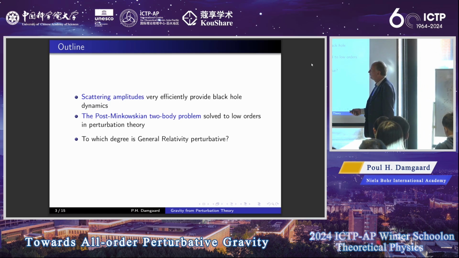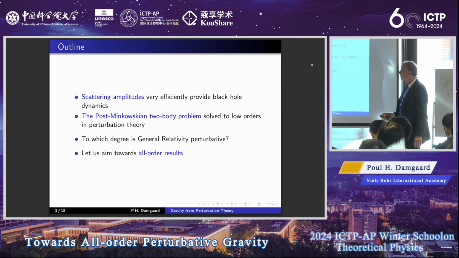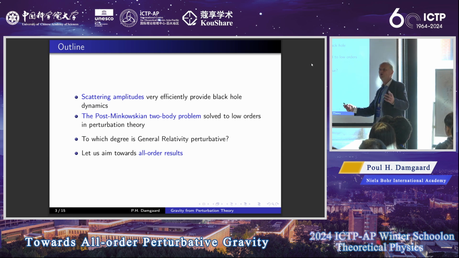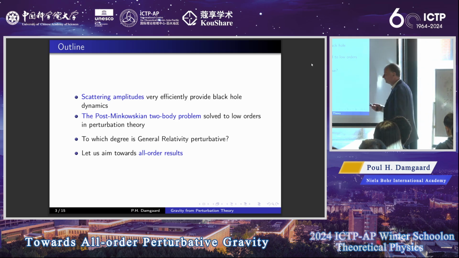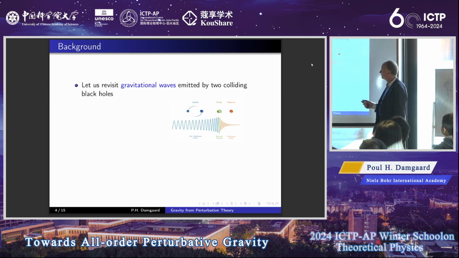And the question we first would like to discuss is, to which degree is general relativity actually perturbative? So more ambitiously, after having answered that question, maybe we could try to aim for all order results. So we're not just trying to calculate up to 2, 3, 4 orders, but maybe we could sum the whole thing, at least in some regimes. Maybe there's some way to do perturbation theory in a very clever way that Einstein could never have envisioned by just looking at his complicated equations.